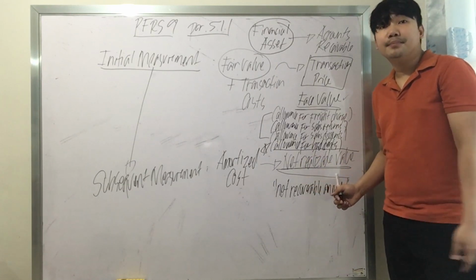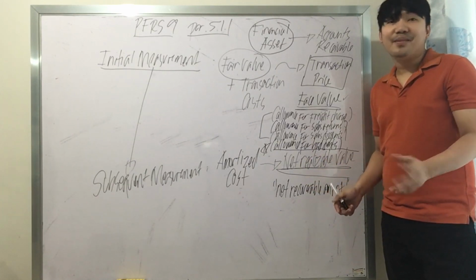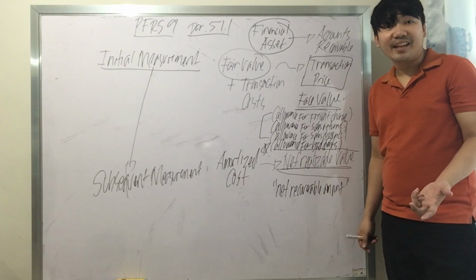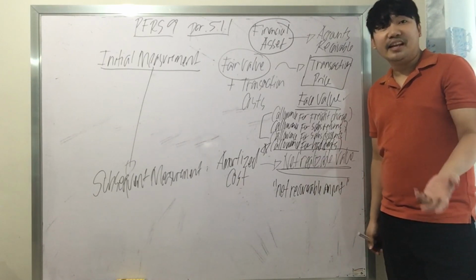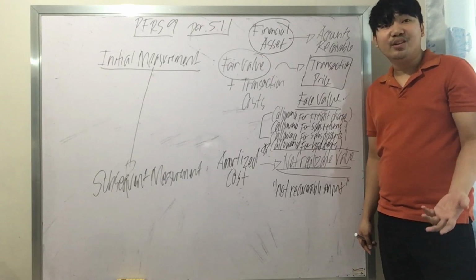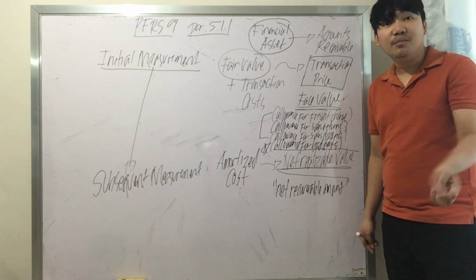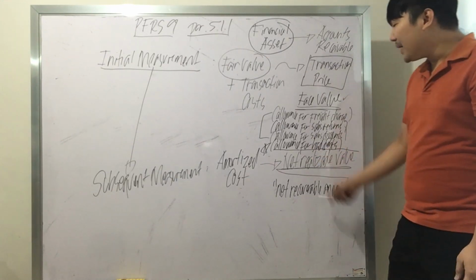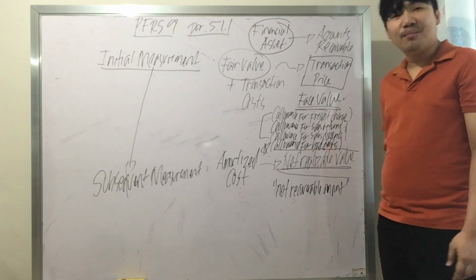Parang halimbawa, hiniram ng magulang mo yung aginaldo mo nung bata ka. Sabi niya, susuli niya rin. But later on, you realize, hindi na sinoli. Ang tawag doon, bad debts. Okay? So mamaya, pag-uusapan natin itong allowance for bad debts.